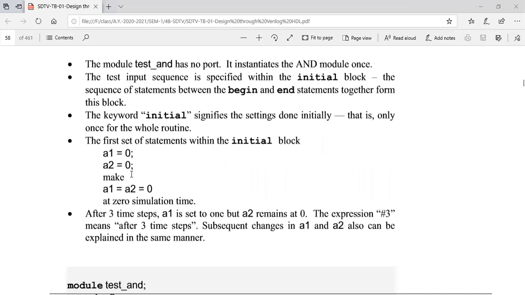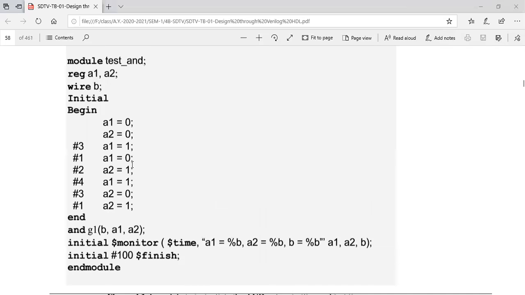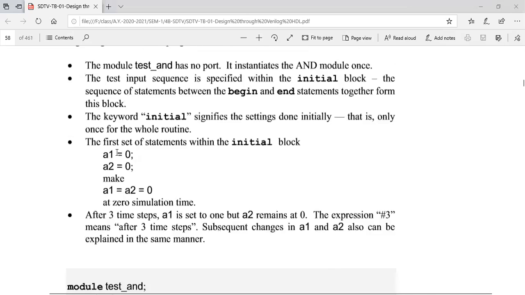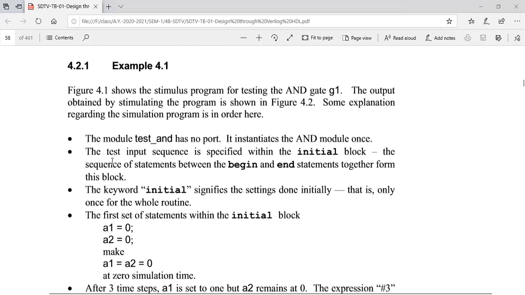The keyword initial specifies the settings initially. That is only once for the whole routine. At the initial stage, we want to write our values of A1 and A2 as 0. For that we have written initial, then begin, A1 is 0 and A2 is 0. Later, at different timings, we have given different changes to the input values.